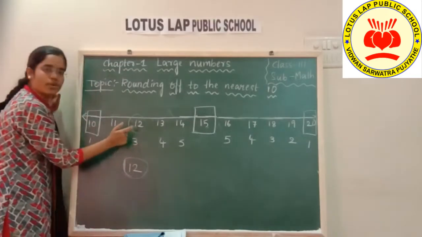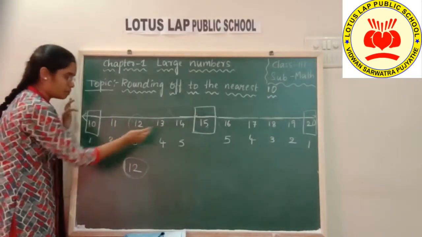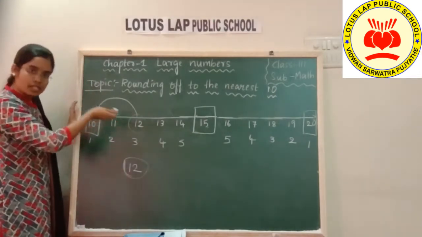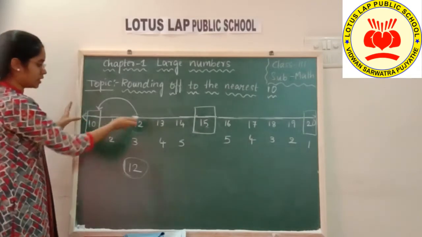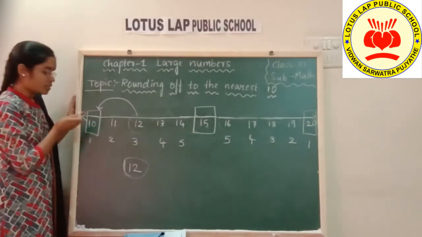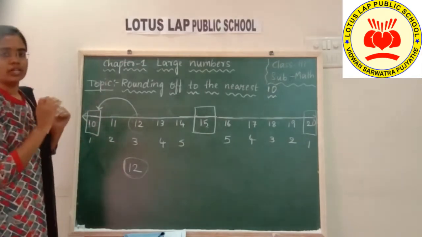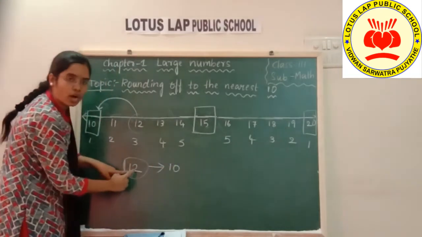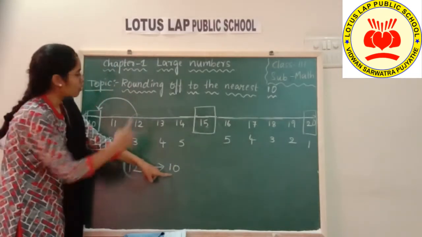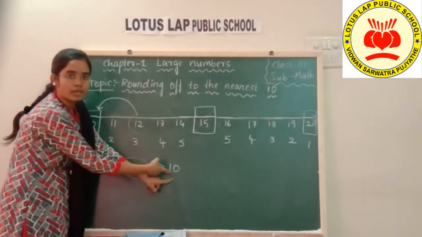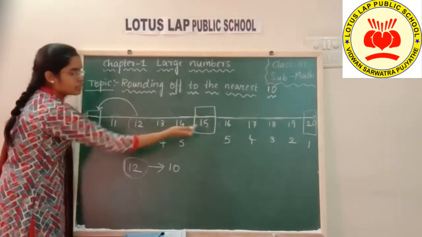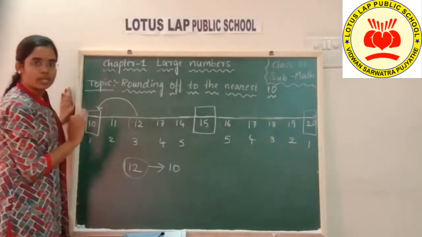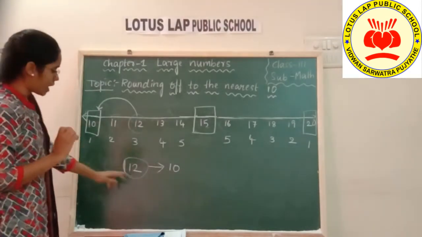Yes, it is before 15. Okay, if it is before 15, that 12 is to be rounded off to the nearest tens value before it. That means down to the reference value, children. You need to round it off to the nearest down tens value. So what is the nearest tens value, children? 10. So we are rounding off 12 to 10. The rounding off number for 12 is 10, children. As it is before the reference value, we are taking 10 as the rounding off number, the nearest rounding off of 10 for the value 12.